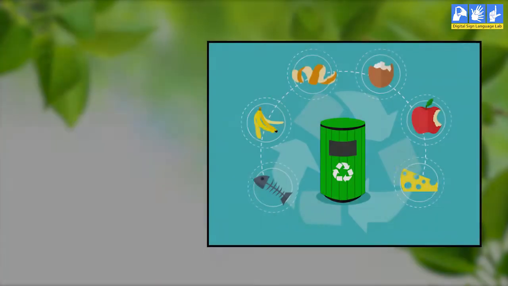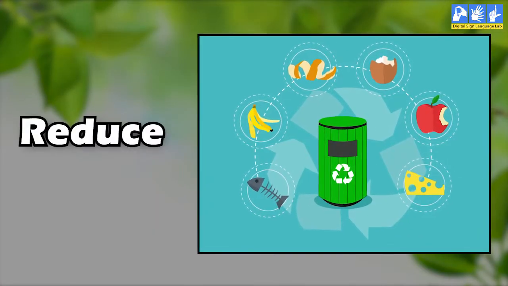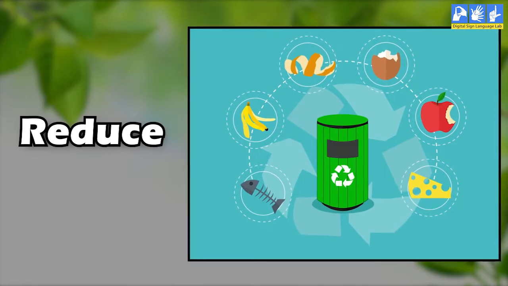Did you see that picture? The three R's. How are they connected? What does this mean? Let me tell you. Let's see the first point. Did you see that? This means that we should use less. Reducing means choosing to use things with care to reduce the amount of waste generated.